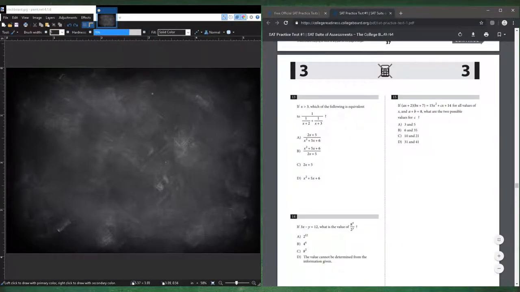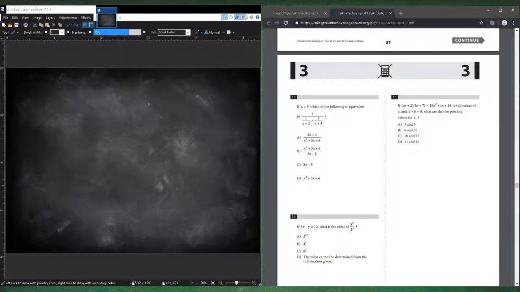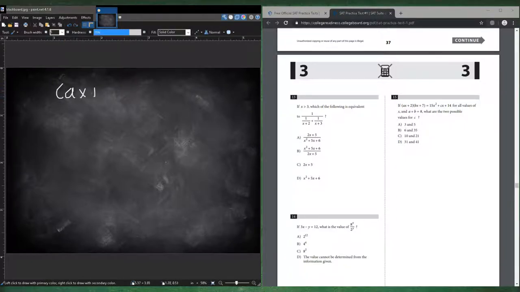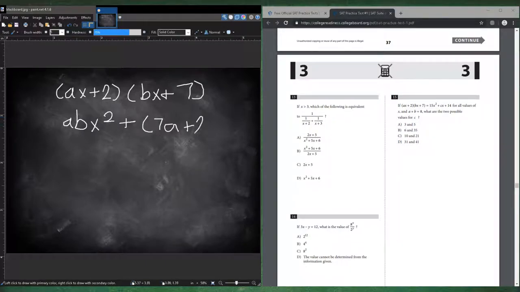If ax plus 2 times bx plus 7 is equal to 15x squared plus cx plus 14 for all possible values of x, and a plus b is equal to 8, what are the two possible values for c? Okay, first we want to distribute the terms out. So ax plus 2 times bx plus 7. So a times b is the x squared term, plus 7a plus 2b x. And then 7 times 2 is 14. It has to be the same thing as 15x squared plus cx plus 14.